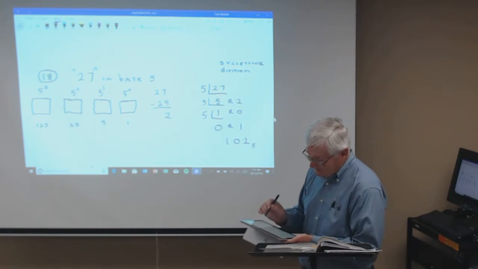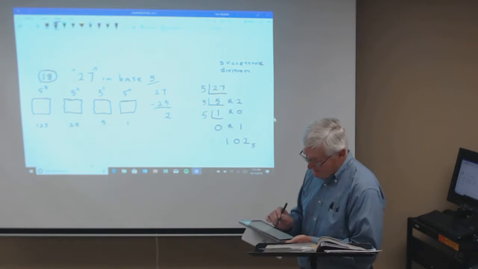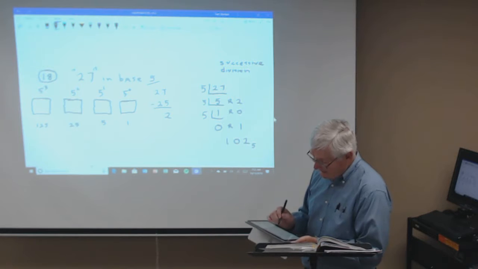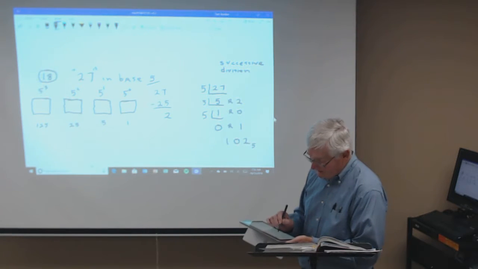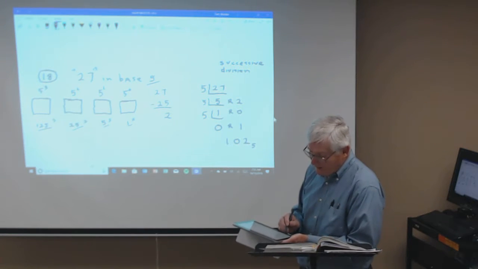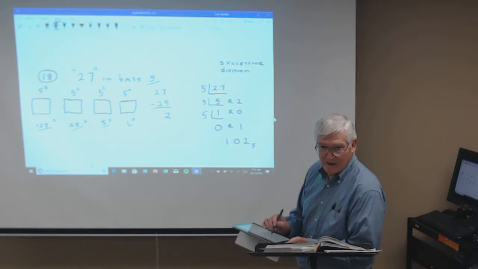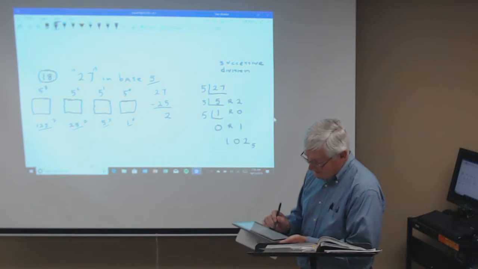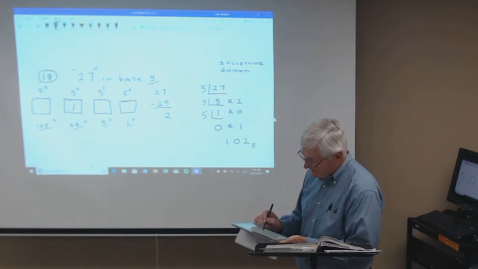Okay, let's do the place values. Base 5 and 27. 27 in the base 5. This is 5 to the 0, 5 to the 1, 5 squared, 5 to the third, which would be the 1's place, the 5's place, the 25's place, and the 125's place. Well, there's no 125's in 27, are there? So I just go to the 25's. And there's how many 25's in 27? So I put a 1 in here, then I subtract 25.